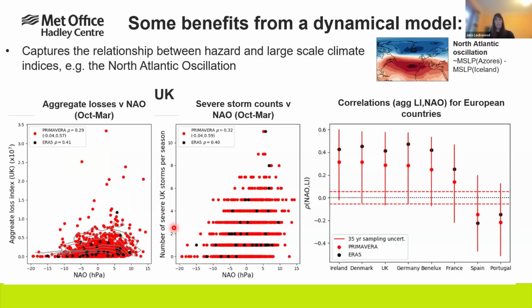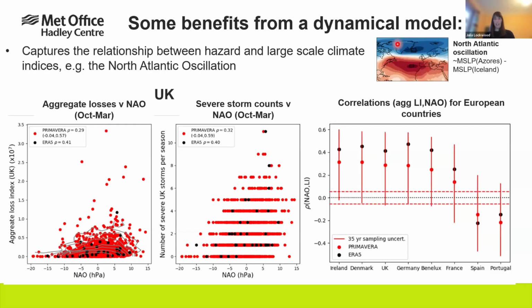And another benefit, as well as knowing the timing of the events, is you can associate your events with things like large-scale climate indices. So here we looked at aggregate losses and number of windstorms for different NAO phases. So the North Atlantic Oscillation. So the NAO, or North Atlantic Oscillation, is basically the pressure gradient between Iceland and the Azores.